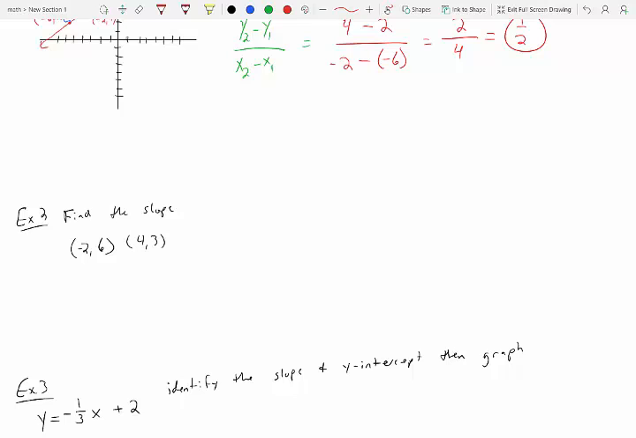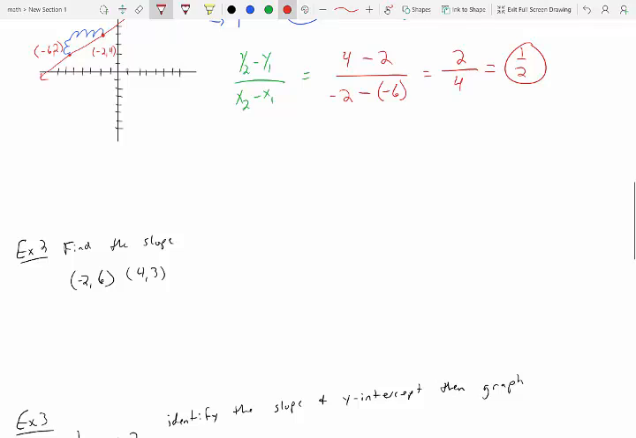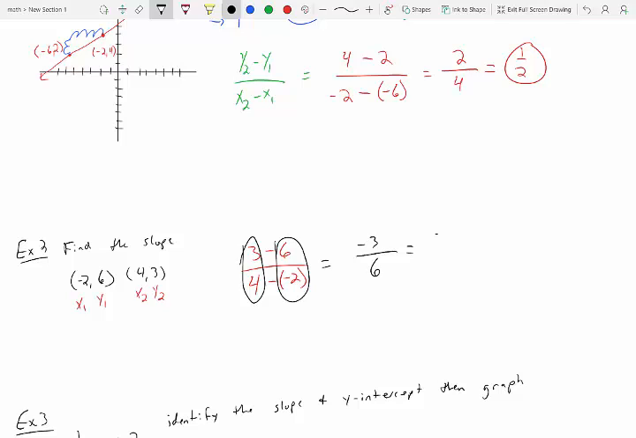Example 2, find the slope. We're given 2 ordered pairs, so we're going to do the second way we just did it on example 1. So I'm going to have x1, y1, x2, y2. So I'm going to fill these in. 3 minus 6 over 4 minus negative 2. Now if I look, my ordered pairs go on top of each other. I need to make sure it stays like that. So 3 minus 6 is negative 3. 4 minus negative 2 is going to change to 4 plus 2 is 6. And then I simplify negative 1 over 2.